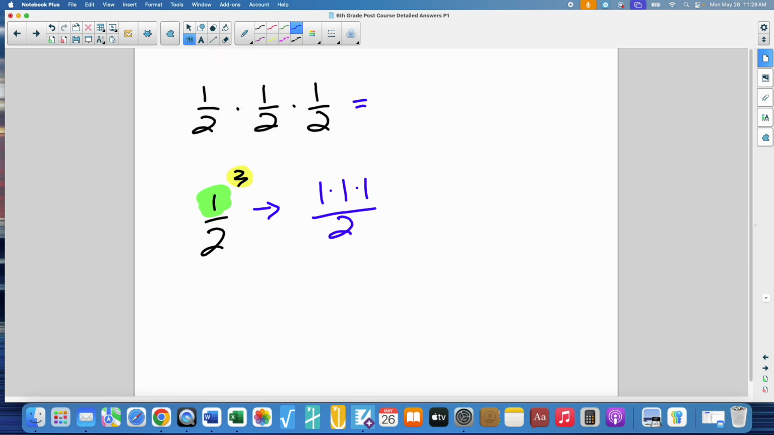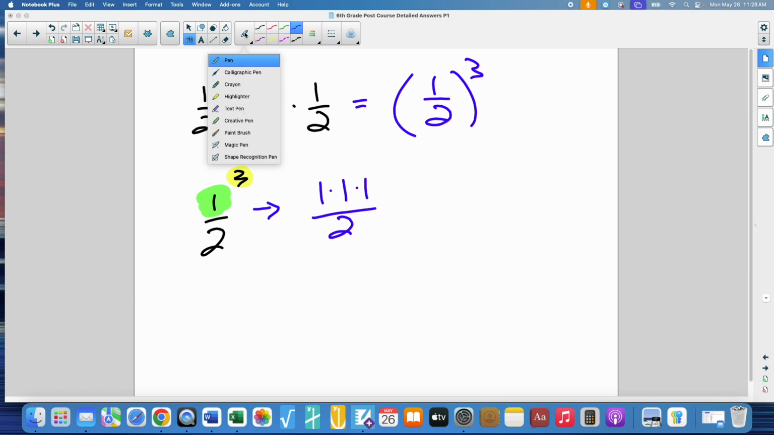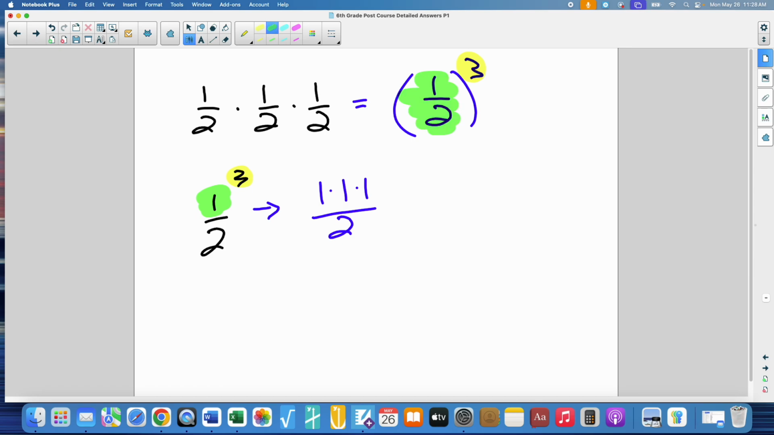So this is actually written with parentheses, and that means it's inclusive. So we want 1/2, where the exponent is 3, but the base is 1/2. When we want to include the 1 and the 2 together, we have to include parentheses. You will also see this in the more advanced questions.